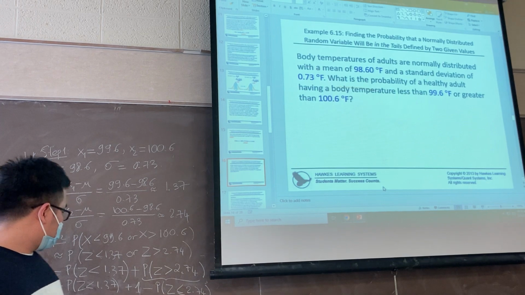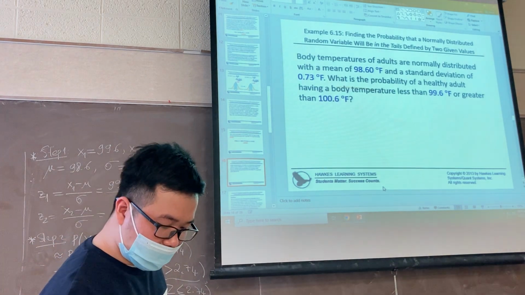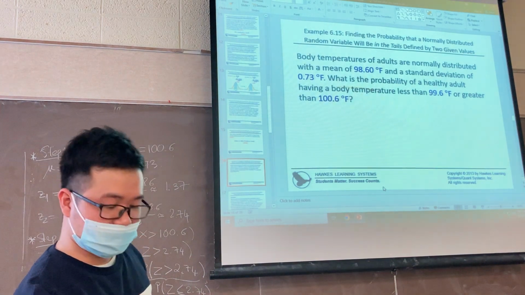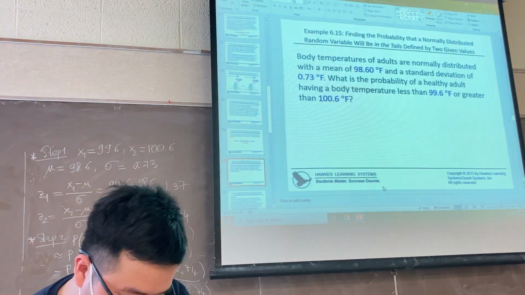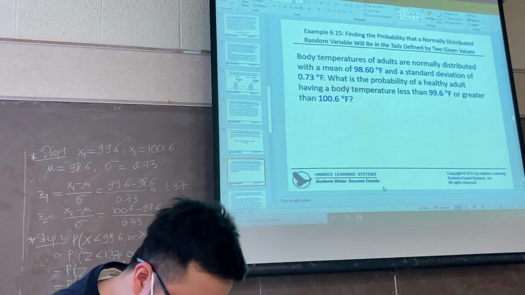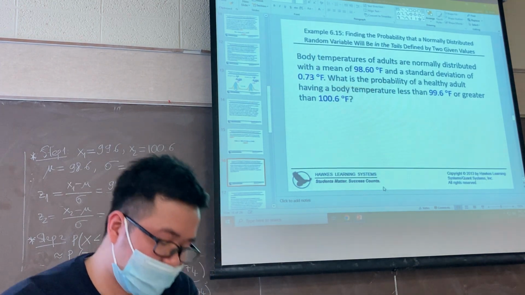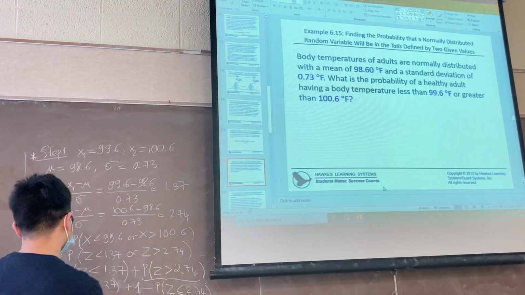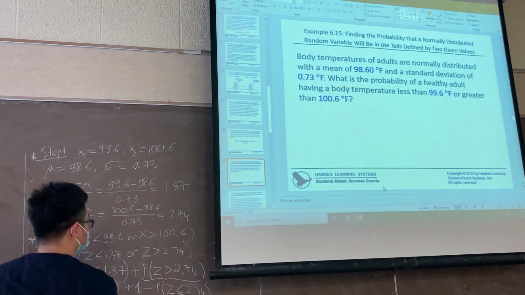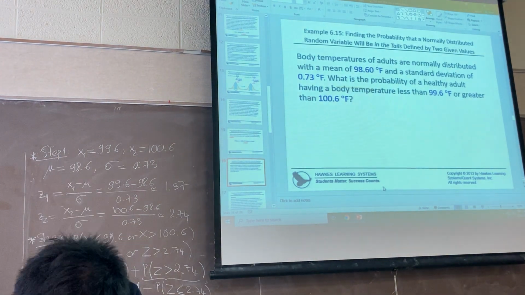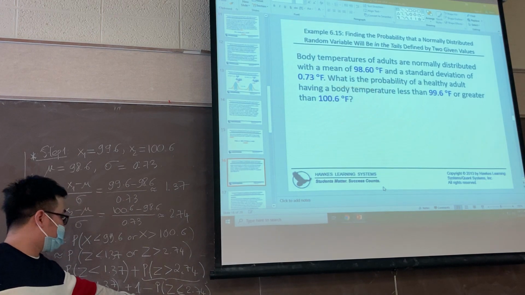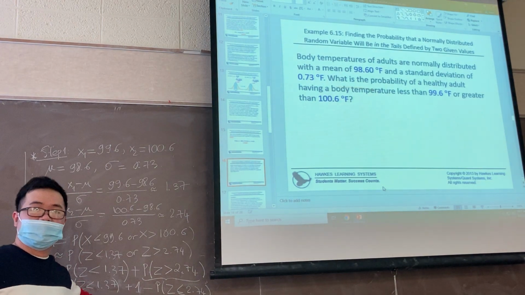So the probability of z less than 1.37, how much? Okay, Maria, please. Is it 0.9147? Okay, exactly. 0.9147 plus 1 minus. Okay, Maria. Could you tell me what about this? What is the probability of z less than this number?